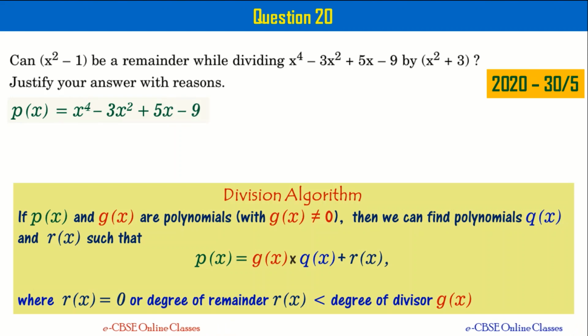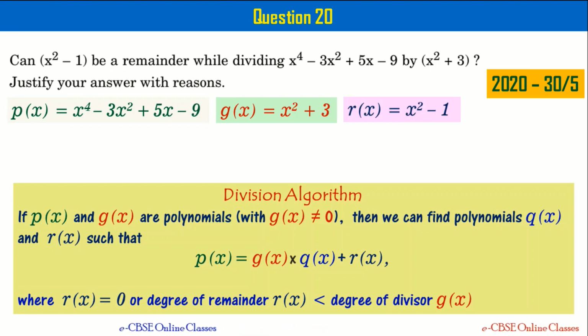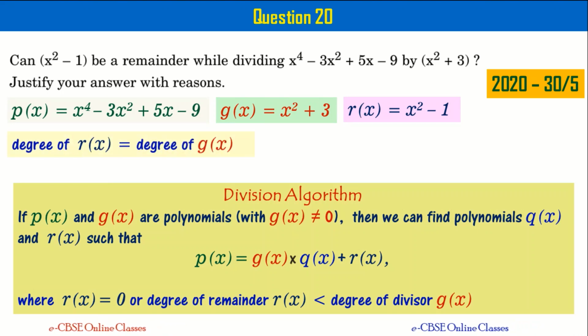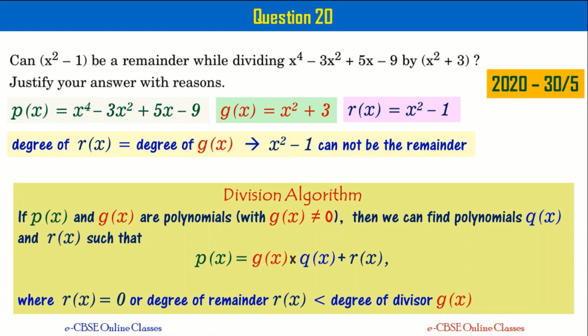Now from the given problem, you say that dividend p of x equal to x power 4 minus 3x square plus 5x minus 9, and divisor g of x is x square plus 3, and remainder r of x is x square minus 1, right? If you observe, the division algorithm says that degree of remainder r of x has to be less than degree of divisor, right? But for this particular problem, if you see degree of r of x is equal to degree of g of x, it means it is not satisfying division algorithm. So we can now say that x square minus 1 cannot be the remainder. Please take a note of this. And this is the answer we are looking for.